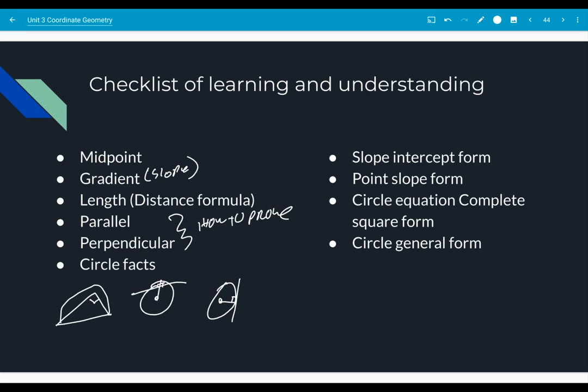Along with slope-intercept form, point-slope form, your circle equations in the 2 form, and complete the square form, and in general form.